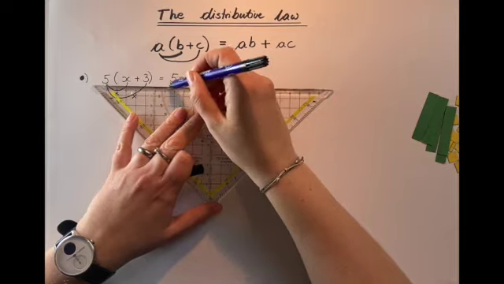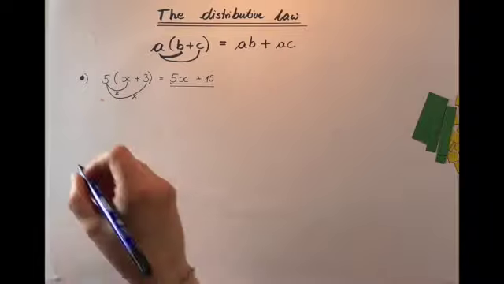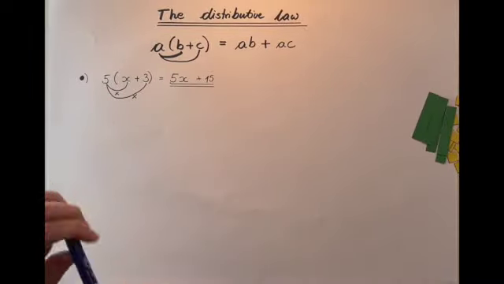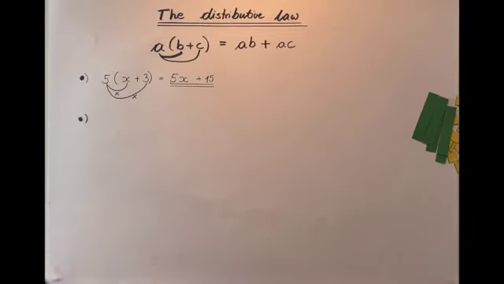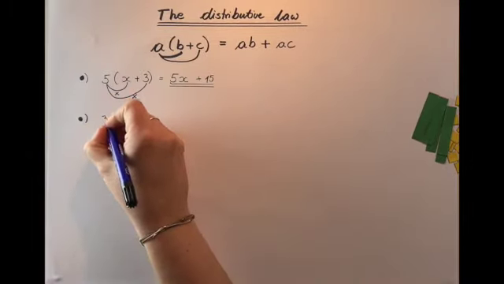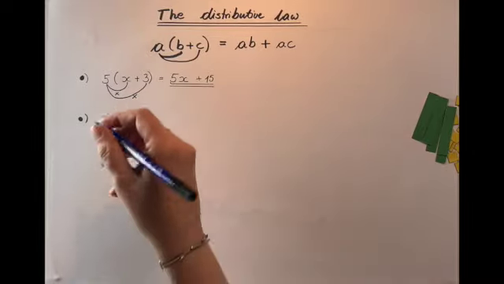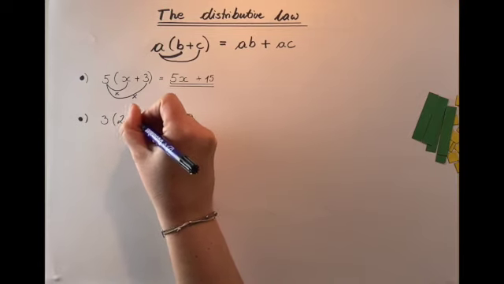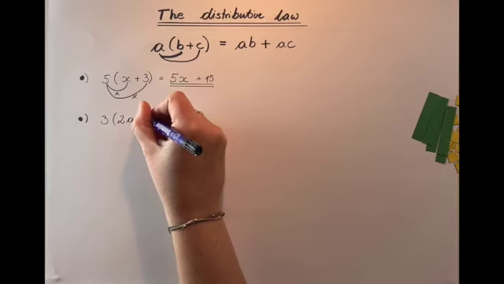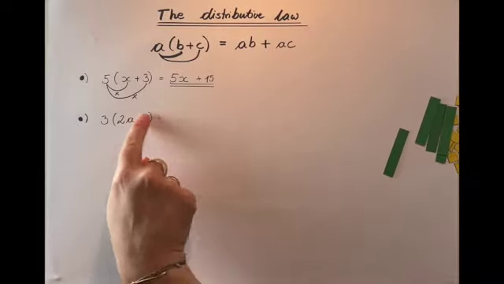Let's look at another example. So let's say we have 3 times (2a plus 1) equal to. Remember there is no times sign between the bracket and the number, but it says 3 times. We start again with that expression in our bracket.